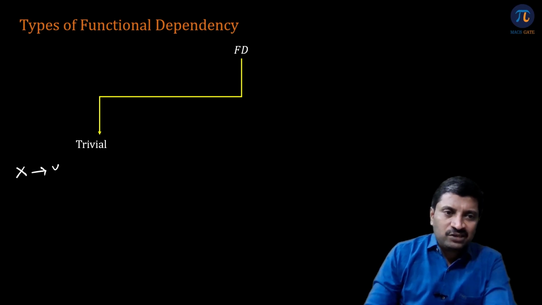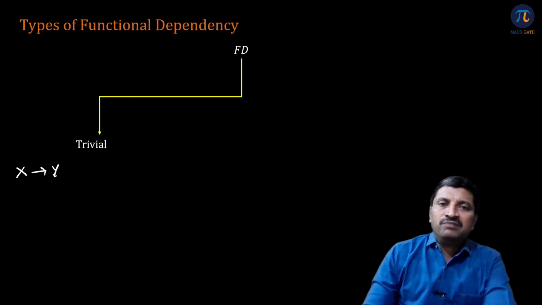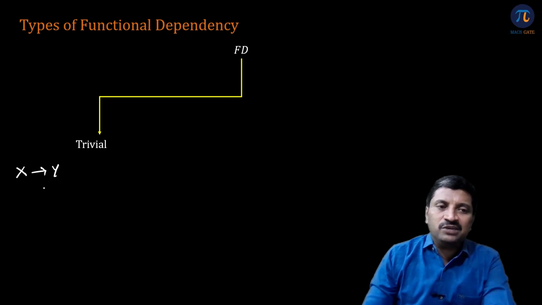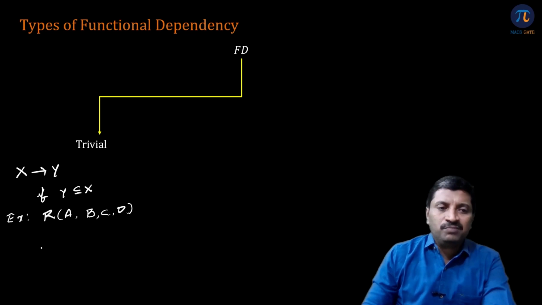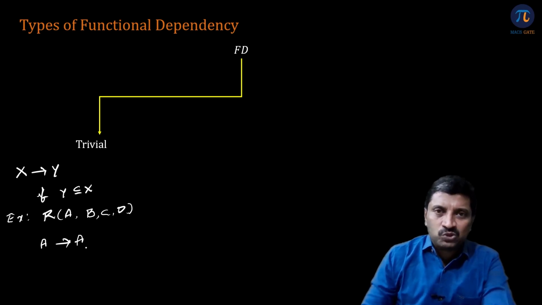Whenever I have a functional dependency X goes to Y, we will call this a trivial functional dependency if the right side is a subset of the left side. For example, suppose I have a relation with 4 attributes, and a functional dependency A goes to A. This is a trivial functional dependency. Why, sir? Because A is a subset of A.